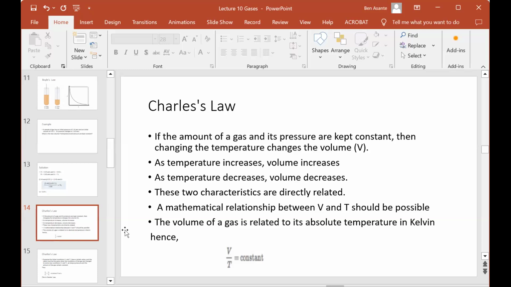So V over T equals a constant. As temperature increases, volume increases. As temperature decreases, volume decreases. These two characteristics are directly related. And this is the mathematical relation between volume and temperature. All right. So the volume of a gas is related to absolute temperature. Absolute temperature. Hence, V over T equals a constant.